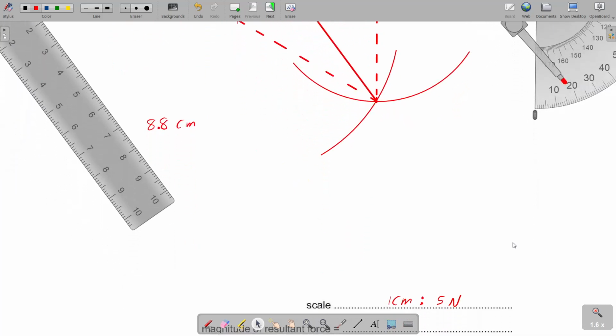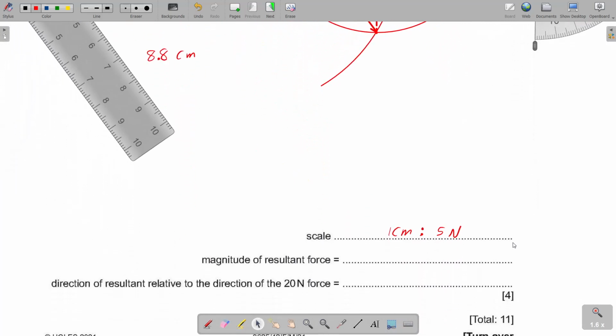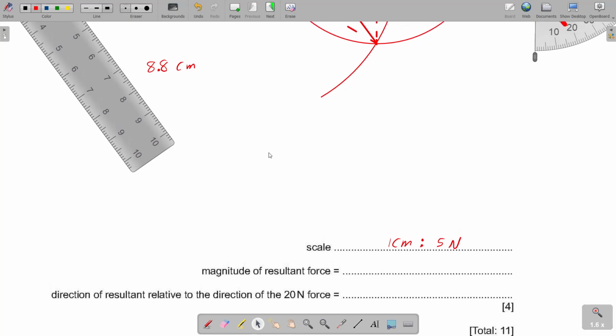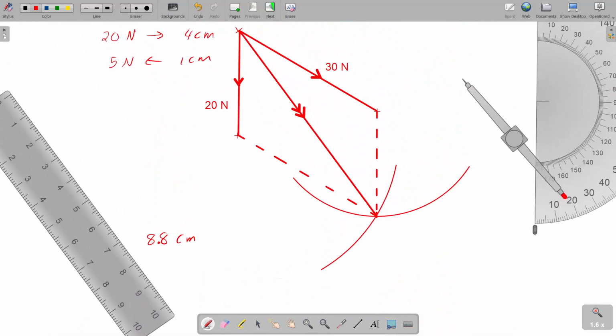Now we write the value of the magnitude of the resultant force. We have the measurement and we have the scale. We multiply the measurement by the scale. We have 8.8 times 5. That gives an answer of 44 newtons. And for the direction of the resultant relative to the direction of the 20 Newton force, that means that we are required to measure an angle.